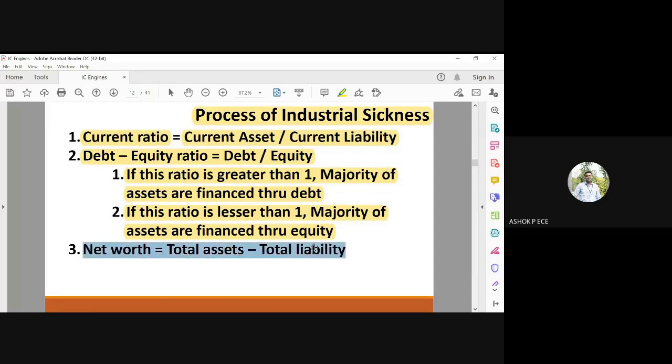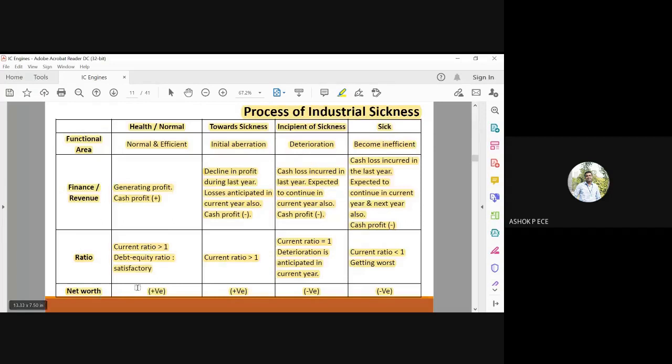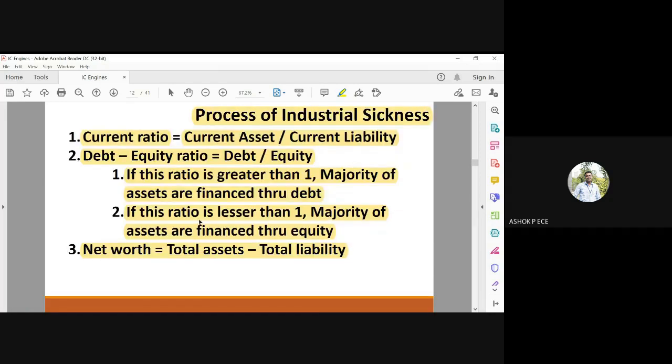Finally, the net worth. Net worth is total asset minus total liability. The total profit that you receive minus the total liability. So net worth is positive means you are reaping profit. Net worth is negative means you are into sickness. You see here, net worth is positive for the first two cases because in the first case profit is very good. In the second case, there is a reduction in profit, but net worth is still positive. But in the last two cases, you see net worth is negative, which means that the liability is dominating compared to your assets.